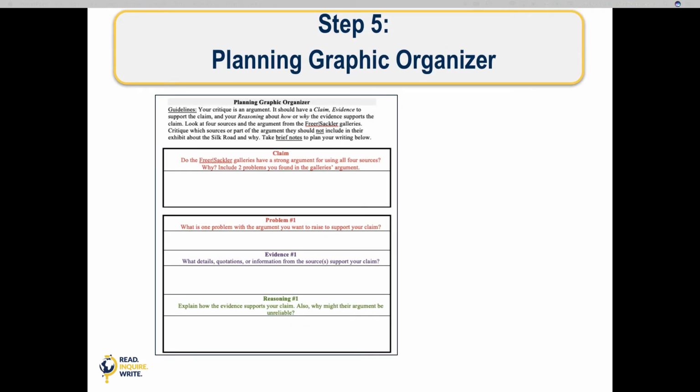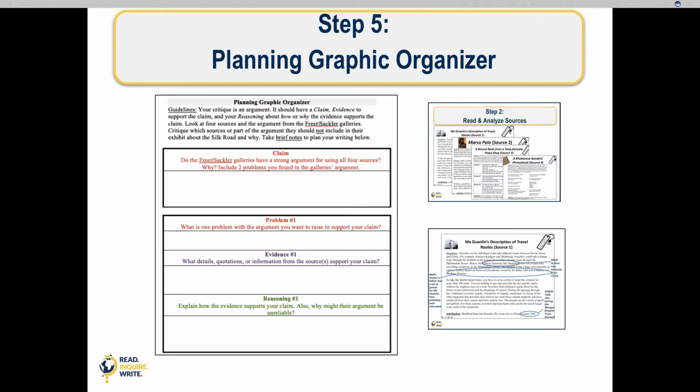Next, you'll use the planning graphic organizer. The graphic organizer is like a roadmap for your essay. It helps you organize your ideas about which sources are most reliable for learning about the Silk Road, and it will prompt you to give evidence and reasoning to support your argument. You will use all of the work you've done so far to help you develop this roadmap. You'll look at your annotated sources and you'll determine what argument you think is strongest and then make the decision to plan the essay you'll need to write.